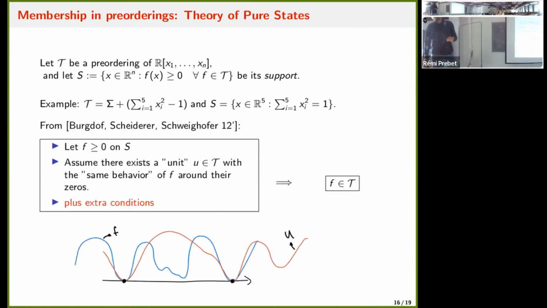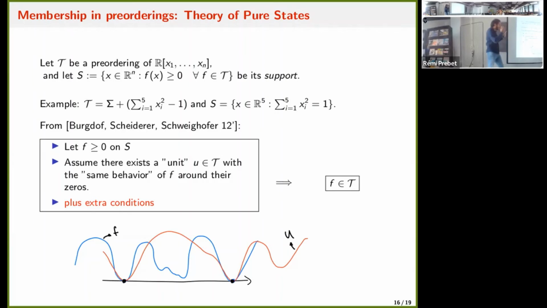And then from a result by Bodrov, Scheiderer, and Speichhofer, 2012, we have the following. If we have a polynomial f that is non-negative on S, and we would like to show that f is in T, and perhaps we have another polynomial U, which is in T and has the same behavior around its zero set, and some extra conditions, then we can show that f is in the preordering.